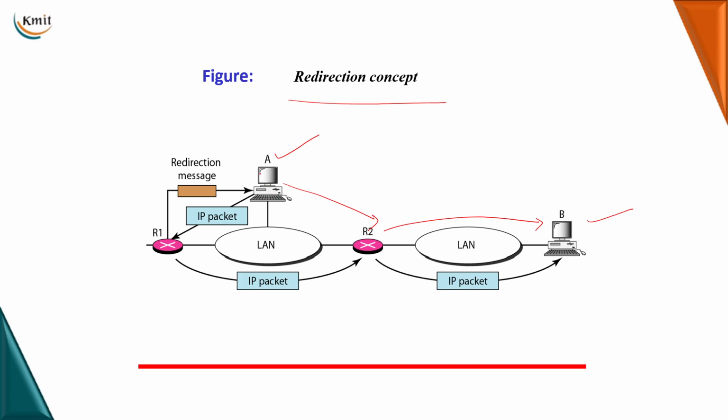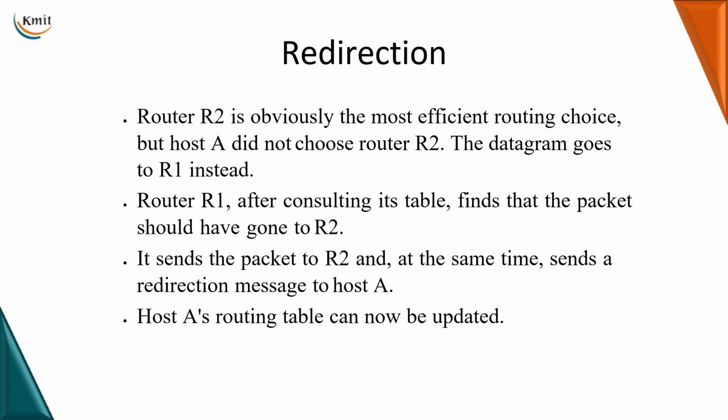So now whenever A sends this IP packet to the router R1, every router has a routing table, and it sees that the best way of sending a packet from A to B is not through R1 but through R2. So in the first go, because it has got the IP packet, it cannot return it. It will send the packet to R2 and then it goes to B, but at the same time it will send a redirection message to the host A, asking it to update the routing table: if you want to send an IP packet to B, go through R2, don't come through R1. This is called the redirection concept, where you are redirecting the further messages from A to B through R2, not through R1.